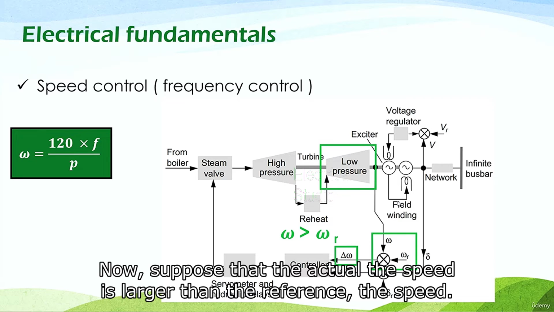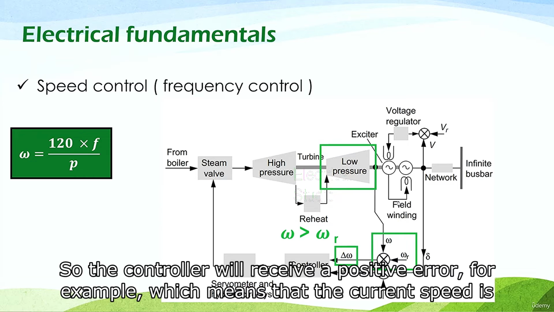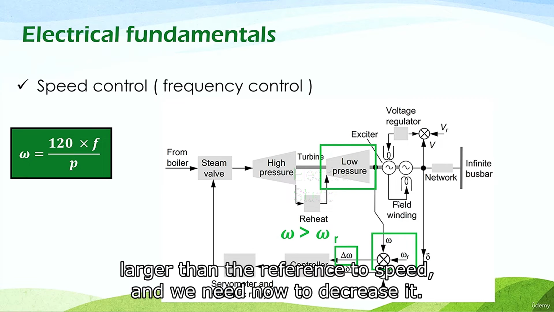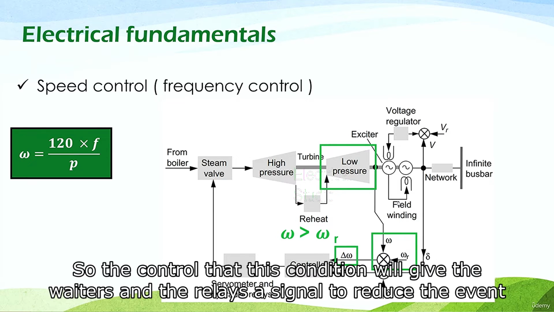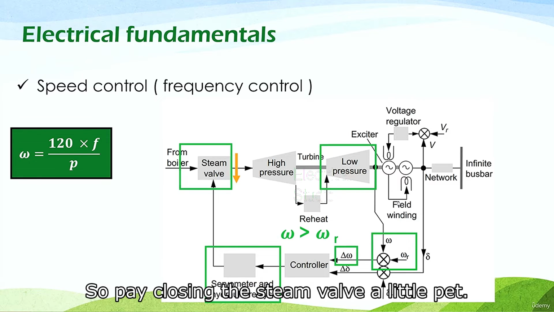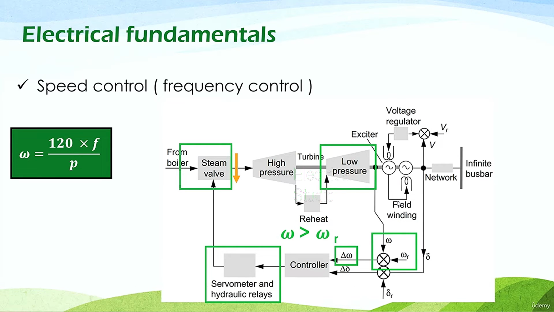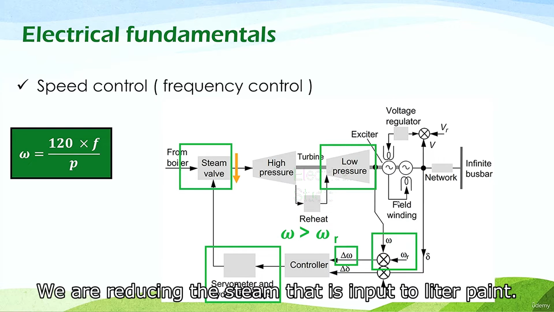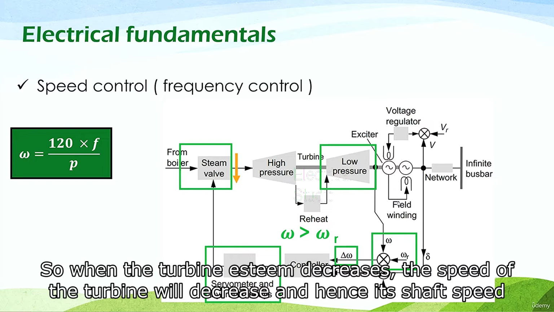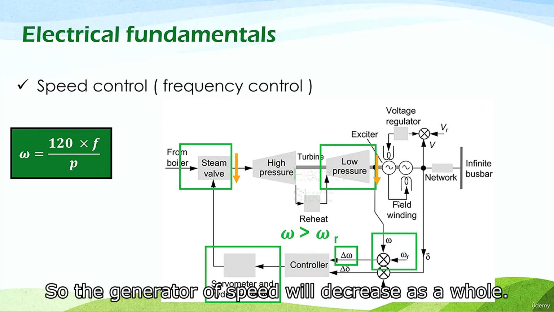Now suppose that the actual speed is larger than the reference speed, so the controller will receive a positive error, for example, which means that the current speed is larger than the reference speed, and we need now to decrease it. So the controller in this condition will give the actuators and the relays a signal to reduce the opening of the steam valve. By closing the steam valve a little bit, we are reducing the steam input to the turbine. So when the turbine steam decreases, the speed of the turbine will decrease, and hence its shaft speed will decrease. So the generator speed will decrease as a whole.